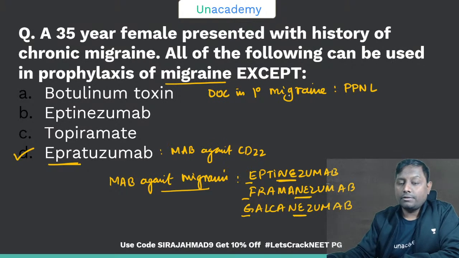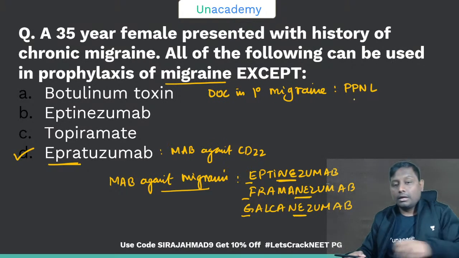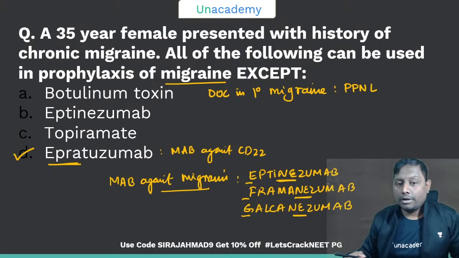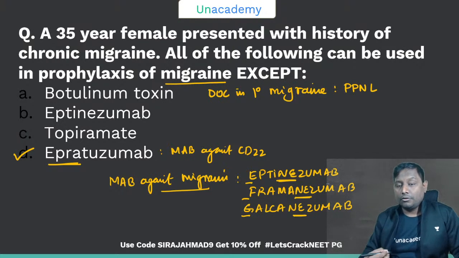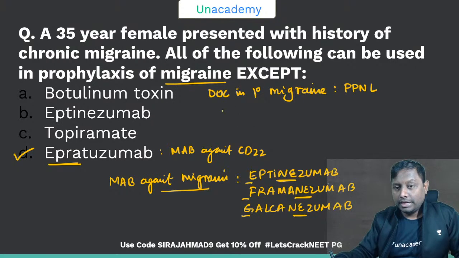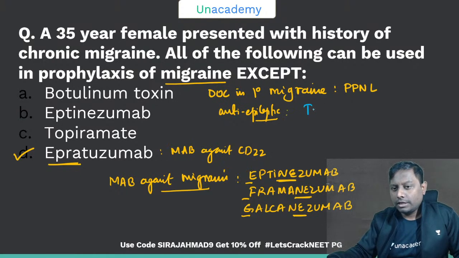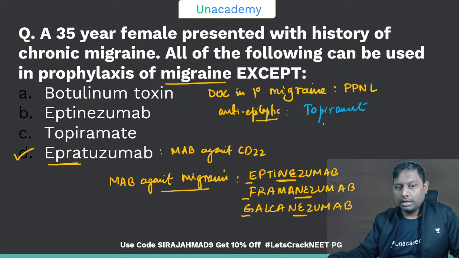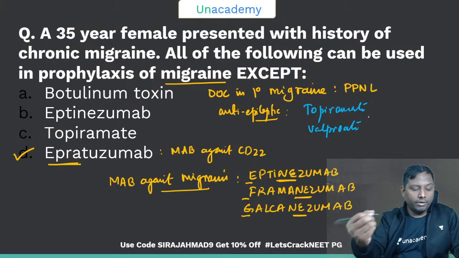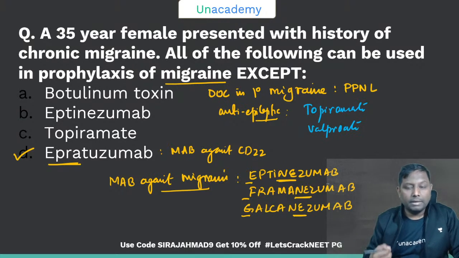Apart from this, the drug of choice for prophylaxis of migraine is propranolol. Apart from propranolol, what else can you use? You can use anti-epileptic drugs against migraine. I'm sure all of you are aware: Topiramate, and then you can even use Valproate. Topiramate and Valproate are the approved agents also.